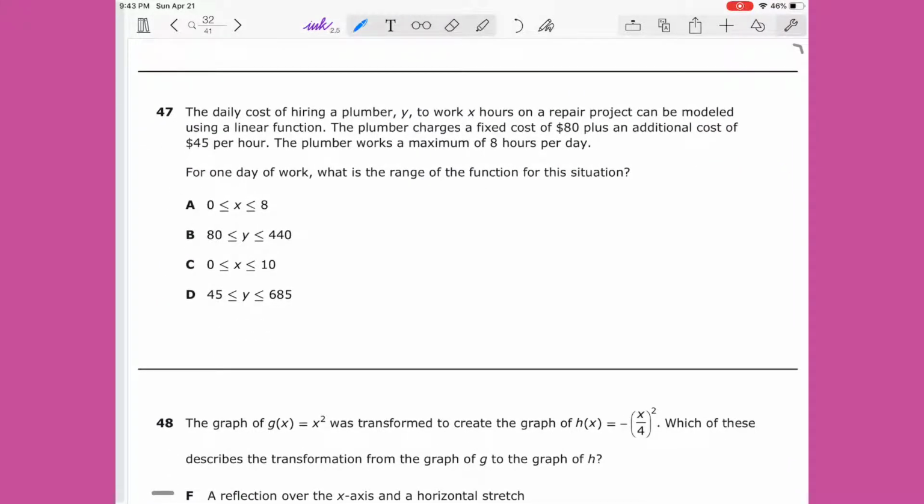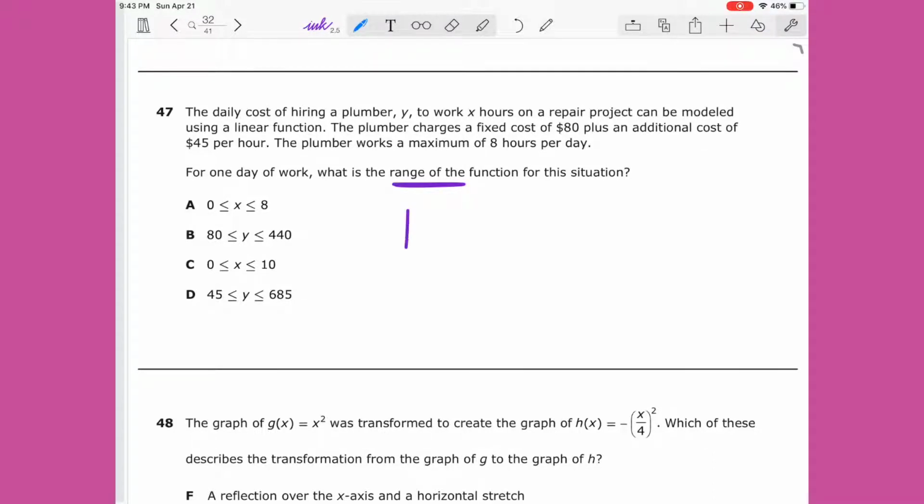Number 47. The daily cost of hiring a plumber to work x hours on a repair project can be modeled using the linear function. The plumber charges a fixed cost of $80 plus an additional cost of $45 per hour. The plumber works a maximum of 8 hours per day. For 1 day of work, what is the range of the function?